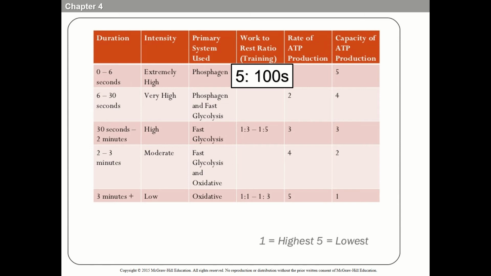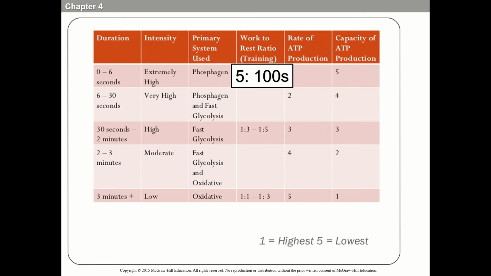Is everyone good with that? That makes sense? Okay, now we're starting to get into some training recommendations. If we're trying to get better at that system, a 1 to 12, 1 to 20 work to rest ratio makes sense. Is everyone good with this? So 5 seconds really hard, stopwatch, rest for 100 seconds, or a minute and a half, give or take. So 90 seconds would be a minute and a half.